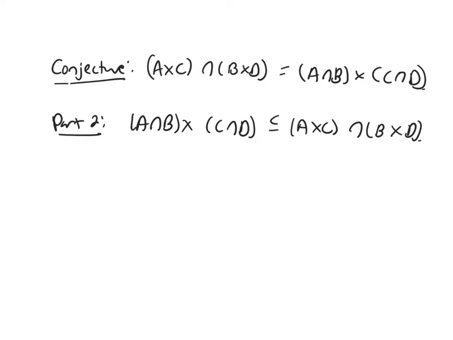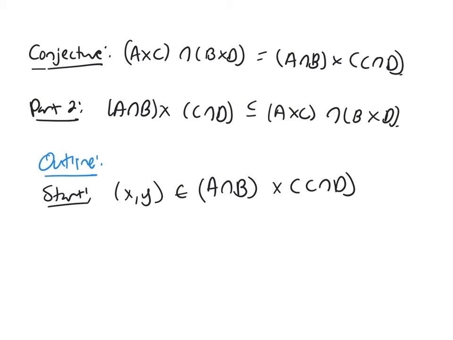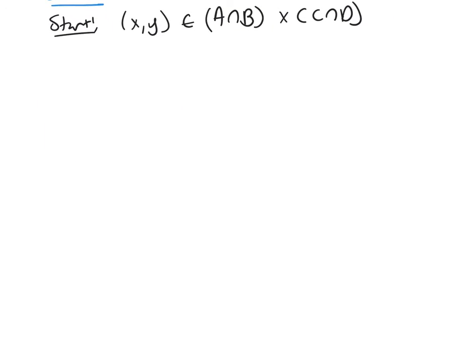So just like before, we're going to start with an outline for this proof. What does the outline look like? We're going to start with an element (x, y) in (A ∩ B) × (C ∩ D). And I need to end up with an element on this right hand side. So in the end, I need to show that (x, y) is in (A × C) ∩ (B × D).